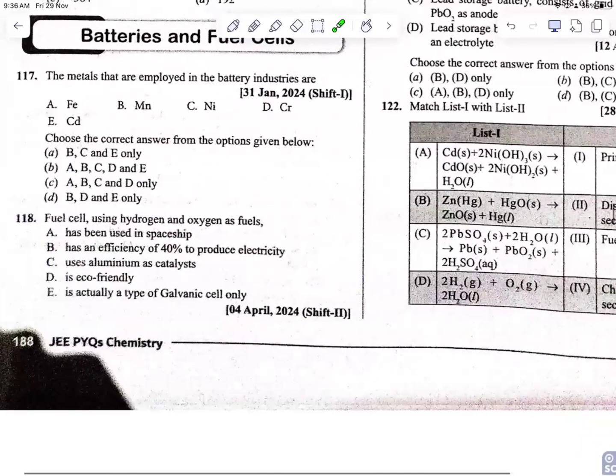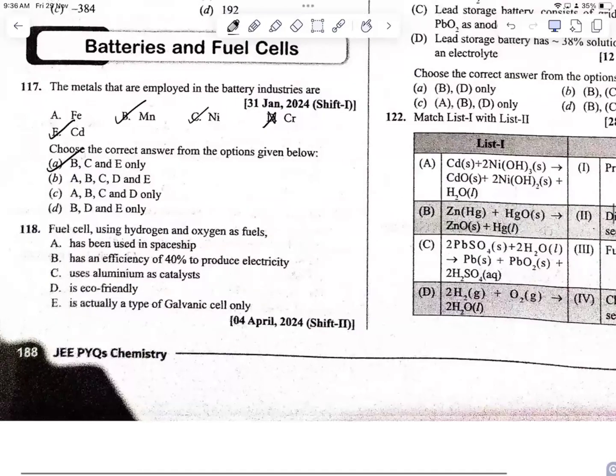First, the metals that are employed in the battery industries. Which are the metals that are usually employed in the battery industries? Okay. Iron is mainly for corrosion, so that is not used as a battery here. Manganese is used in dry cell. Nickel is also used in secondary cell, as we have seen. Clear? Chromium has not been used. Cadmium is being used. So B, C, and E. B, C, and E. Okay.